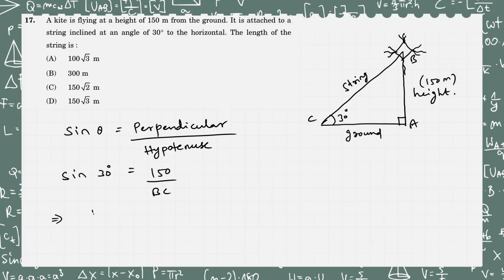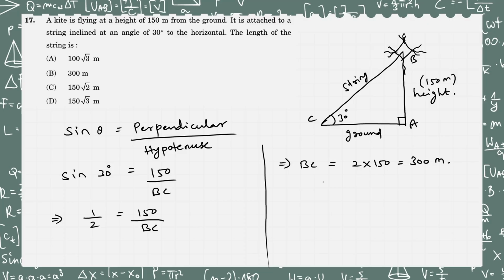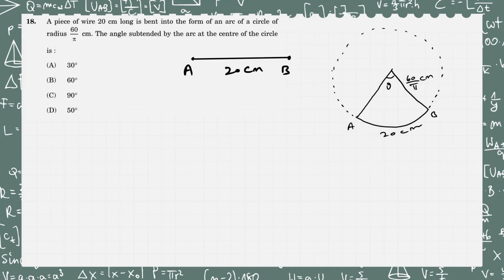Of course, we know sine 30 equal to 1 by 2. So 1 by 2 equal to 150 divided by BC. By cross multiplication, we get BC into 1, which is BC, equal to 2 times 150, which is 300, and the unit is meters. So 300 meters is the correct answer, which is option B. Let's move on to the next sum.